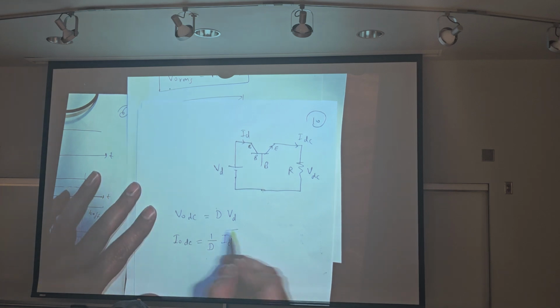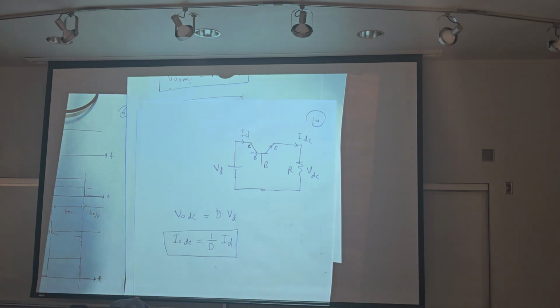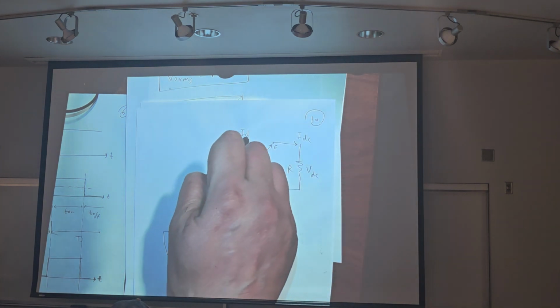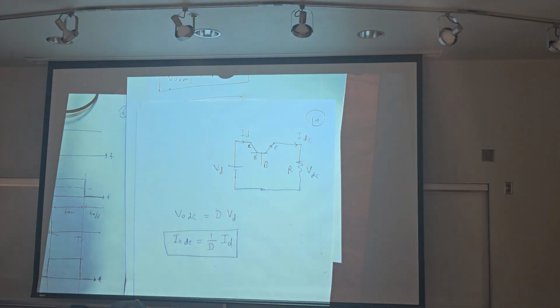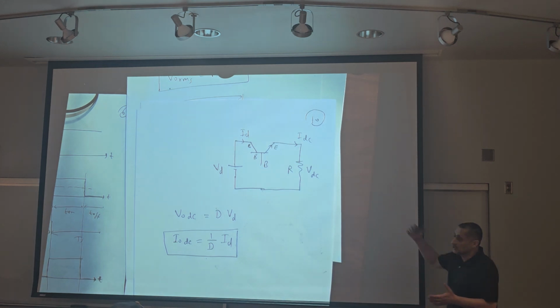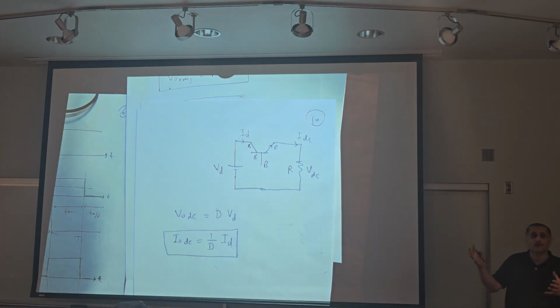This equation is very important. Why do we need ID? Because ID is the output of the solar cell panel. Just write this one, and I will explain how to use the DC to DC converter with the solar panel.